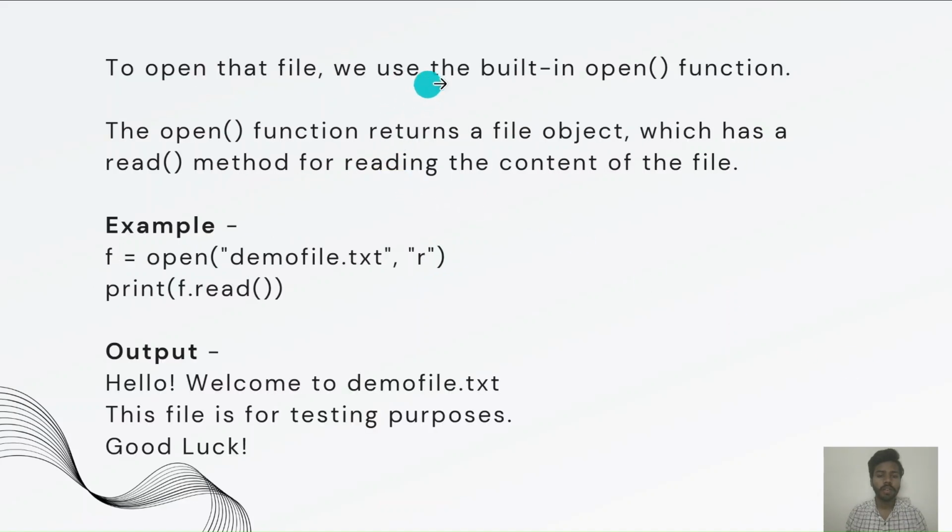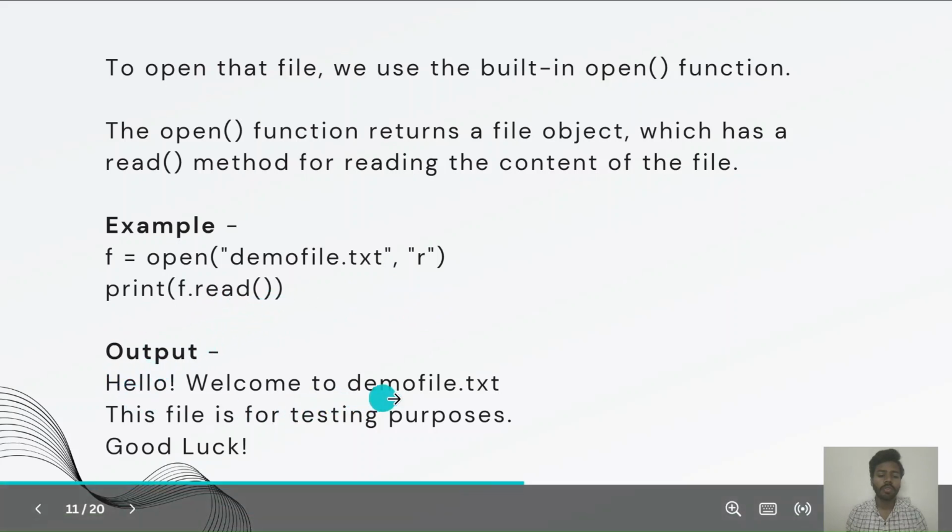To open that file, we use the built-in open function, and the open function returns a file object which has a read method for reading the content of the file. For example, open demo file.txt, and r is just the mode, then print f.read(). Now we get the output: Hello, welcome to, and the content of the file.